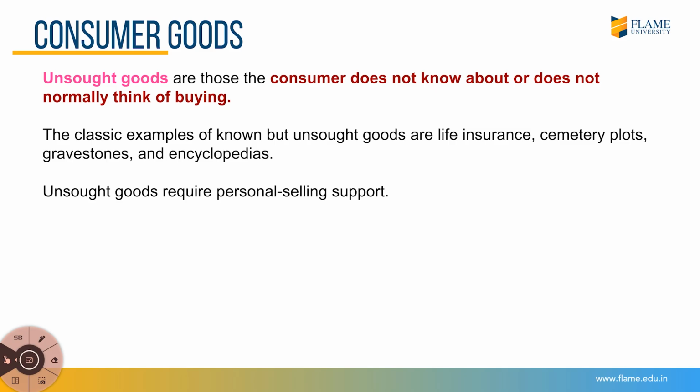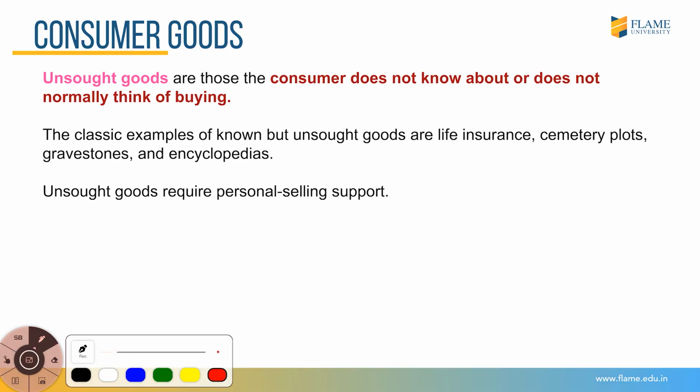And lastly, the other good is called unsought goods. To give you a humorous example, how many times have you woken up and thought, I want to buy a coffin? How many times have you woken up in the morning and said, today I want to buy insurance? Very rare. You do not plan for such things. These are unavoidable things.